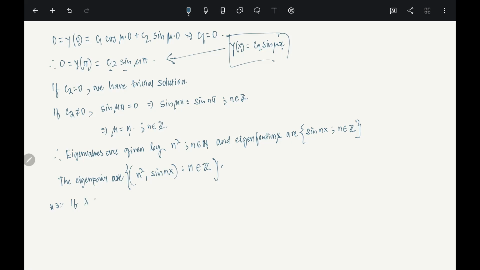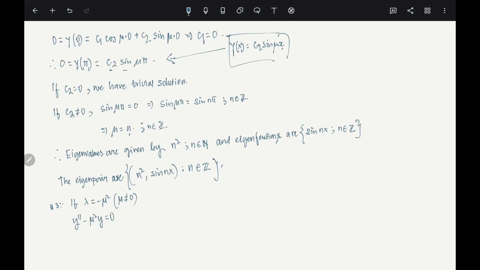If lambda is, how do I put it, negative, so minus mu square, with mu non-zero. Let's just take it like this. Is it okay? Then what happens? Let's just check that. Now the equation turns out to be y double prime minus mu square times y equals 0.